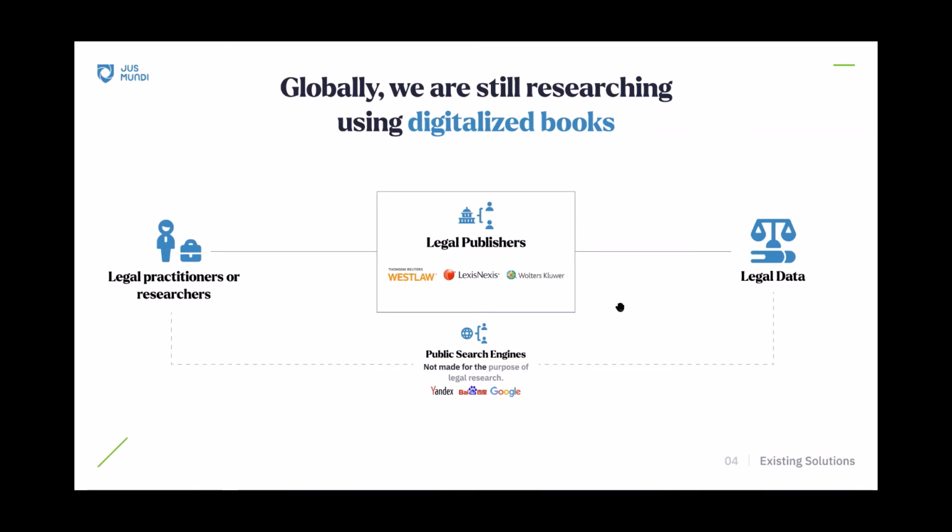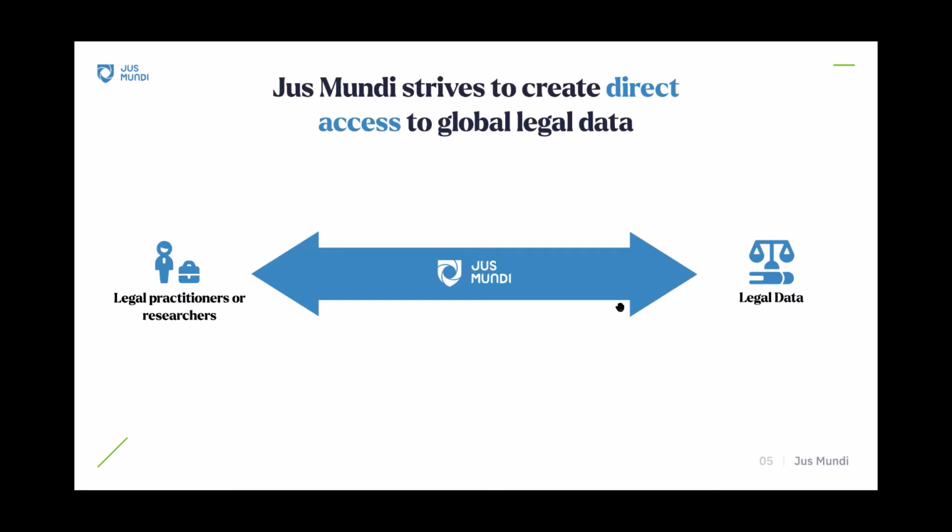So the thing is that we have this traditional way of searching through books, but the legal information, the legal data, is more and more available elsewhere, because institutions, national and international, are making it available. We could use public search engines, but it's also very limited because legal research is very specific. Without entering too much into detail, the purpose of Youthmundi is to create a direct access between legal practitioners and legal information, so we can, by ourselves, be able to find information globally.